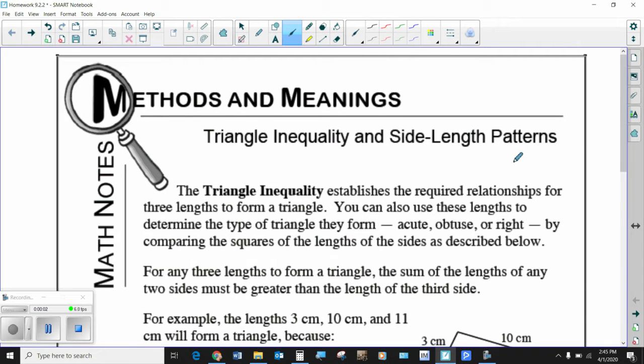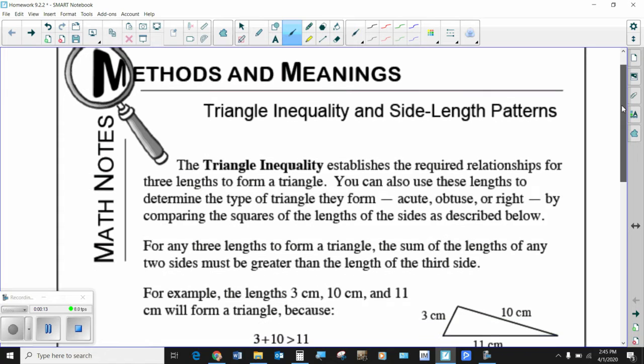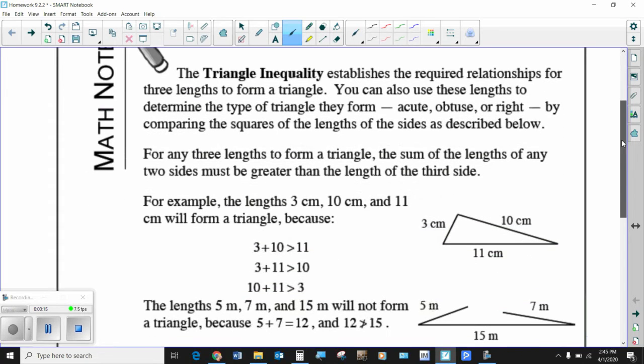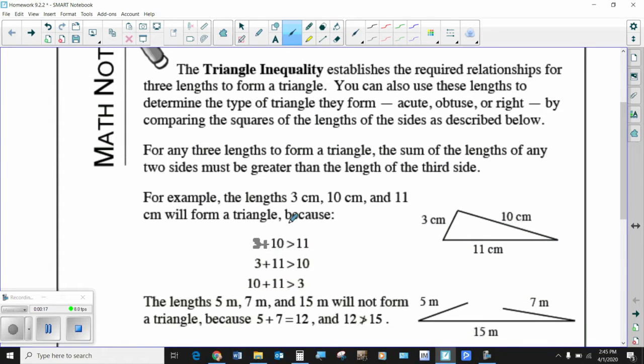Alrighty, welcome back. Let's take a look at the homework for yesterday's lesson. This particular M&Ms has to do with the triangle inequality and the side length patterns that we were working on Monday and Tuesday. First thing to look at when you are looking at three numbers is to decide, could those three numbers even make a triangle? And so you look at the two shorter sides and add them together. Are they greater than the longest side?